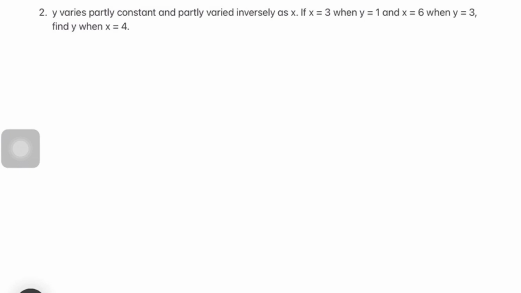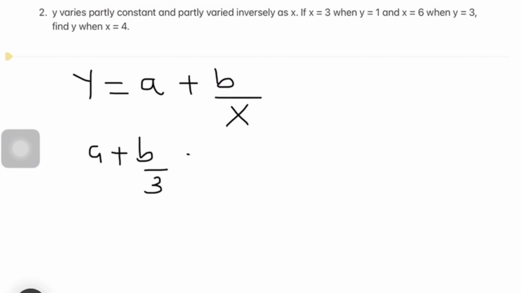So let's first write the equation. y equals our constant, let's say a, plus b, and for inverse it's a fraction, right? So it's b over x. That's it. So let's form our simultaneous equations. So we are going to have a plus b all over 3 is equal to 1, and a plus b all over 6 is equal to 3, right?